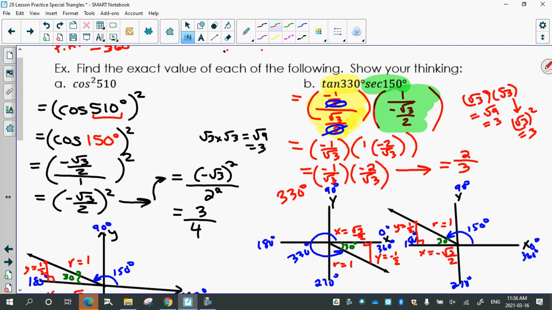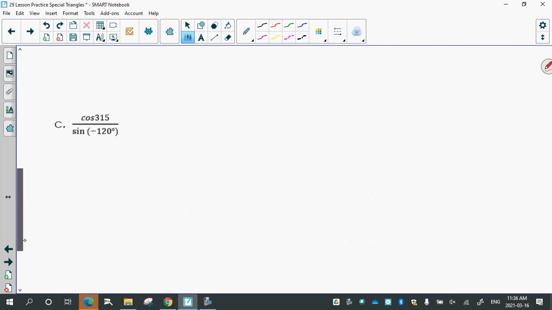Tan 330 times sec 150. And you could check it on your calculator again by doing tan of 330 times 1 divided by the cos of 150. And it should give you 0.6 repeating, which it does. Okay. Last question. Another one.